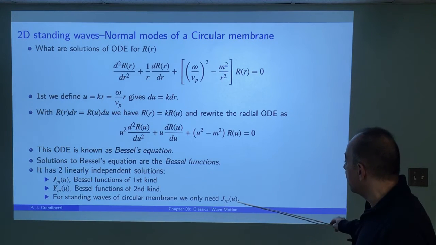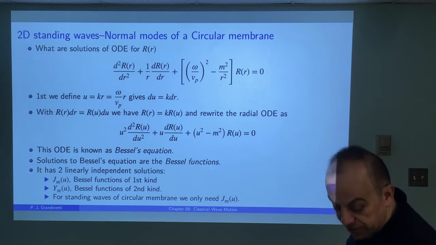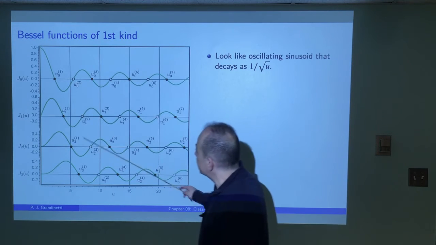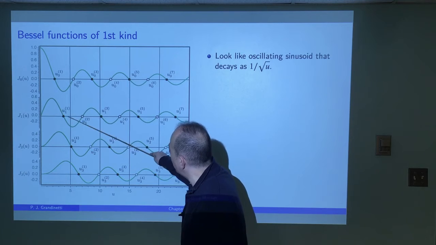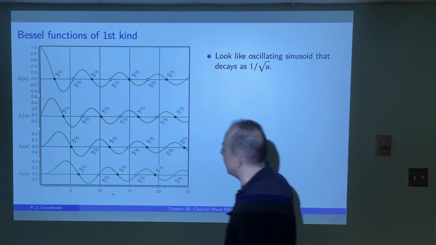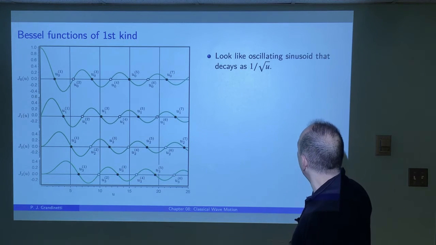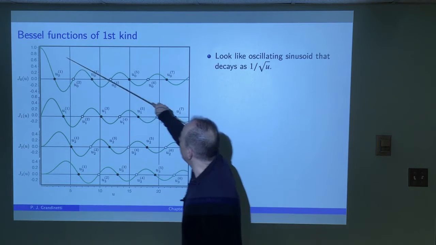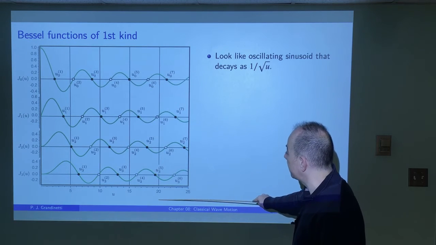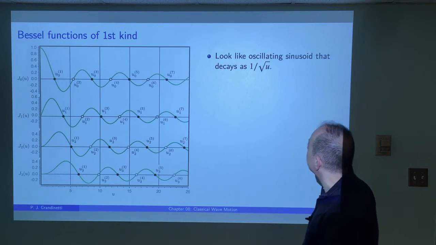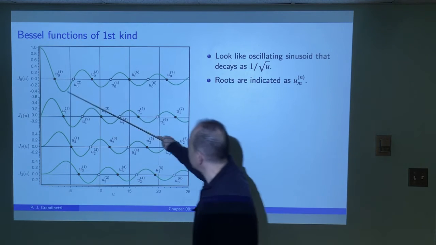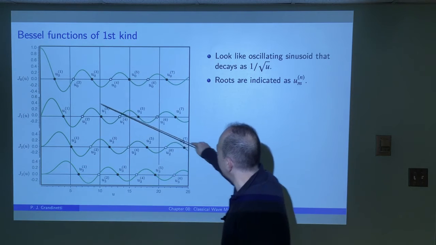So we're going to look at this problem, and we're only going to need the Bessel functions of the first kind. Here's what they look like. This is J0, this is J1, this is J2, and this is J3, and they continue on. They look kind of like a sinusoid, but they actually decay with 1 over the square root of u, where u is the coordinate I'm plotting these against. The other thing we see is that there are roots, where they pass through 0.